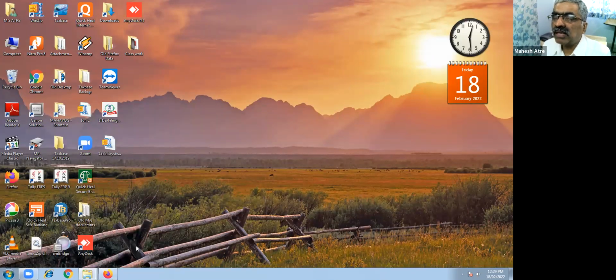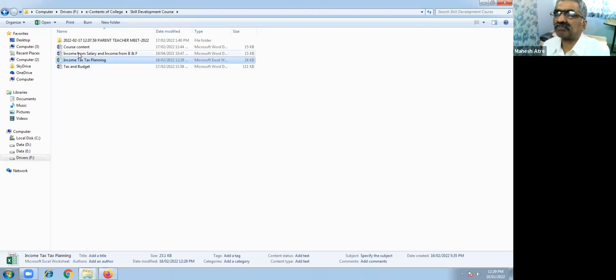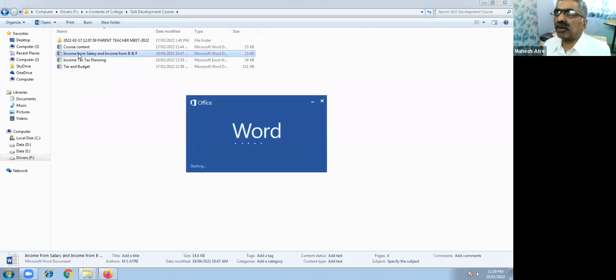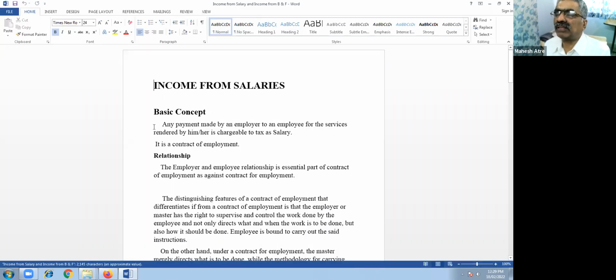Now I am going to discuss income from salary. Income from salary is the first head of income. Now we are going to discuss the basic concepts. Any payment made by the employer to the employee for the services rendered by him or her is chargeable to tax as salary. It is a contract of employment.